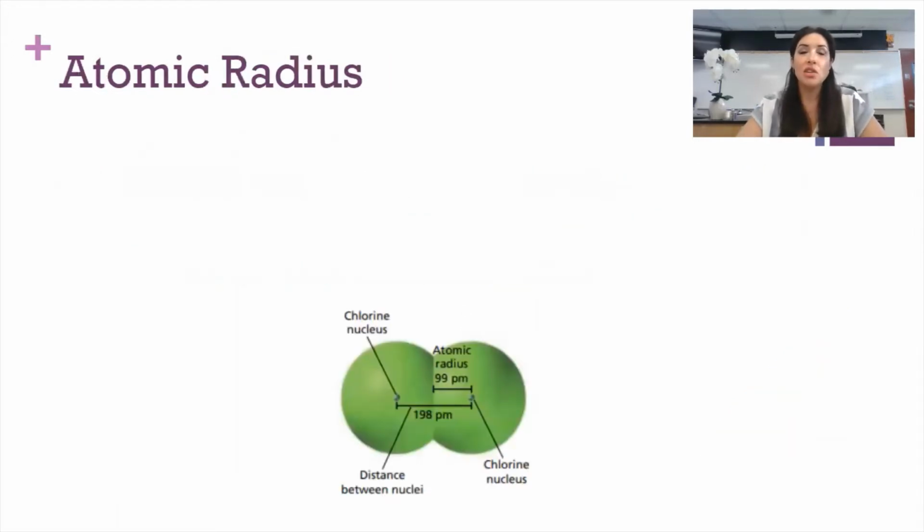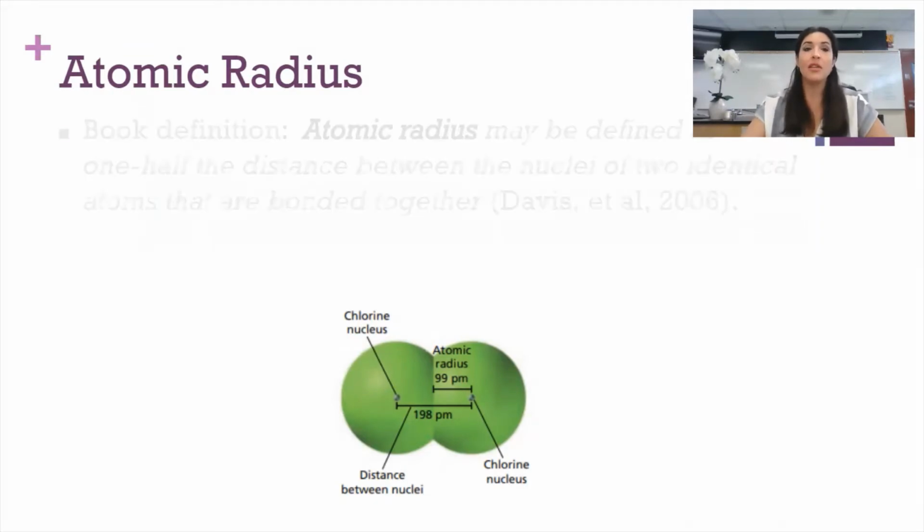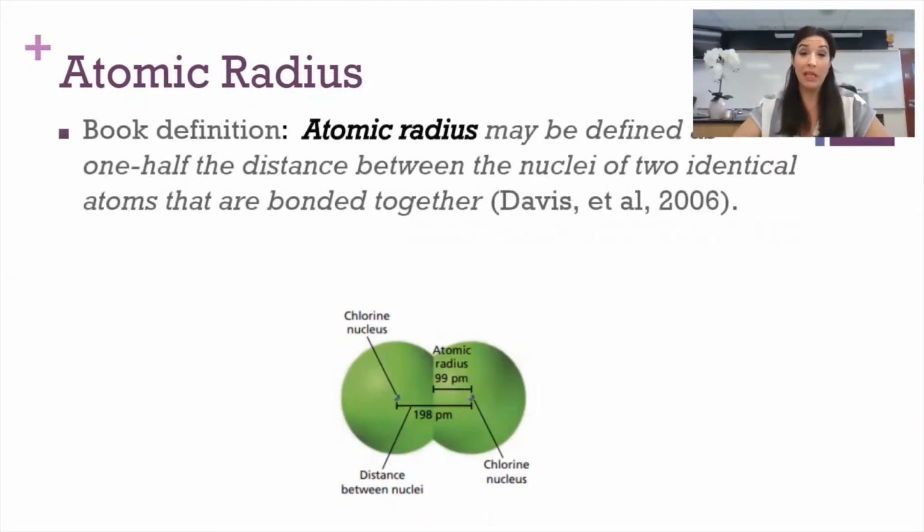Let's start with a discussion of what the atomic radius is, and here's a clip from our book. Atomic radius is defined formally as one half the distance between the nuclei of two identical atoms bonded together. So let's think about what that means.